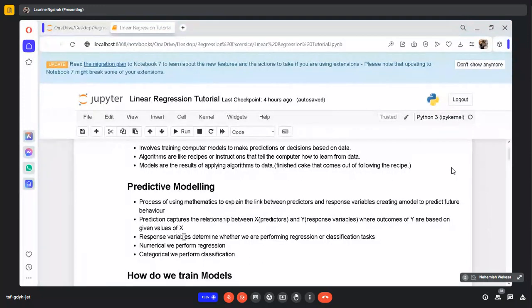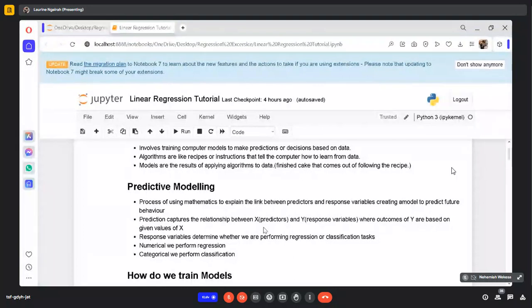So we've talked about these variables. Prediction captures the relationship between the X, which we have said is the independent variable, and the Y, which is the dependent variable. And we are calling them independent and dependent because it's sort of like a cause and effect relationship, where the outcomes of Y are based on the given values of this X, which is the independent variable.